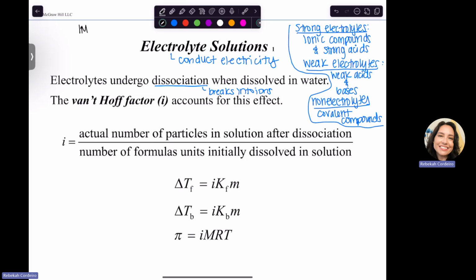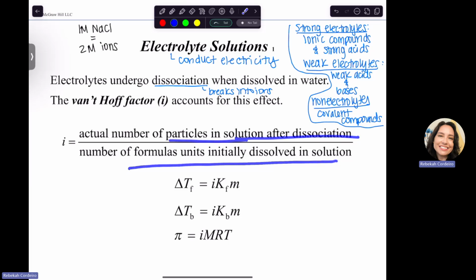For example, in a 1 molar sodium chloride solution, we get 2 molar ions because we have a sodium and we have chloride ions. So there's twice as many ions as there are individual sodium chloride units. So we might measure out in lab a 1 molar sodium chloride solution and then find that it affects our boiling point in a way that's more than what we expected. That's because the Van 't Hoff factor wasn't taken into consideration. So the Van 't Hoff factor is basically the actual number of particles in solution after dissociation versus the number of formula units initially dissolved in solution.